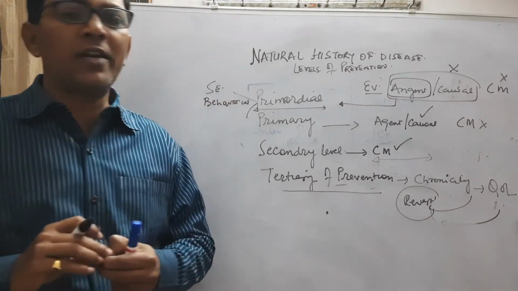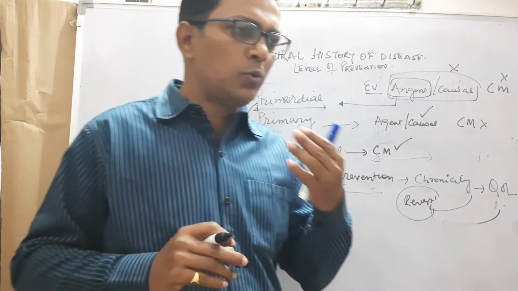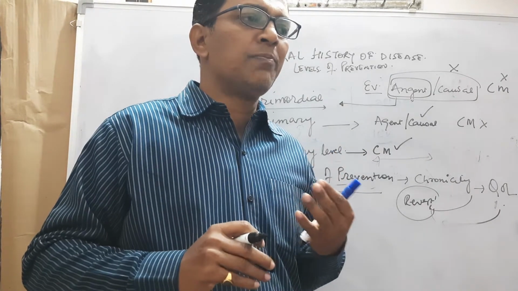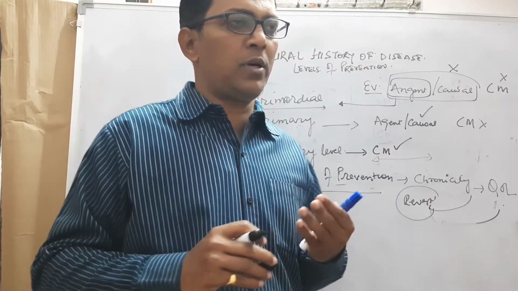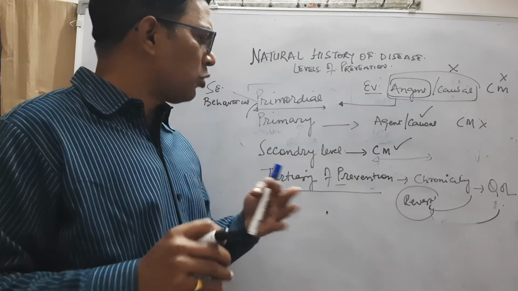What is a secondary level of prevention? The secondary level of prevention comes in where, for example, somebody has a malarial fever or typhoid fever or something or the other, and he shows the symptoms.